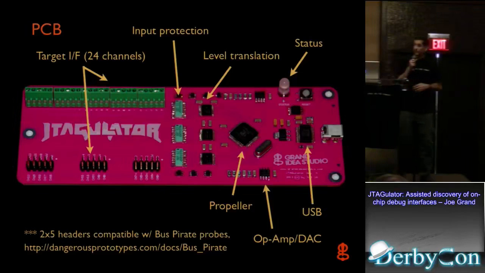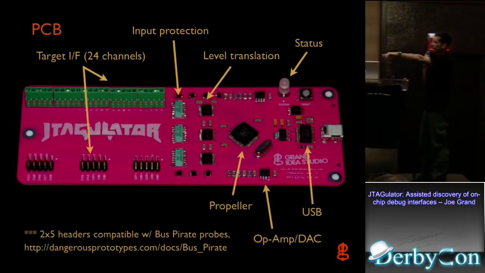So you can sort of see, if we start from the USB connector over here, that's where the FTDI stuff is. We have a status light that will turn red or green depending on if it's Jtagulating or not; it will turn red if it is. The propeller is there, the op amp is down at the bottom. Our level translation is going to convert the 3.3 level signals from the propeller to the adjustable target voltage, which I'll show you, which is I think 1.2 to 3.3 volts. Input protection are going to be diodes and resistors, and then we have our target interface on the left.